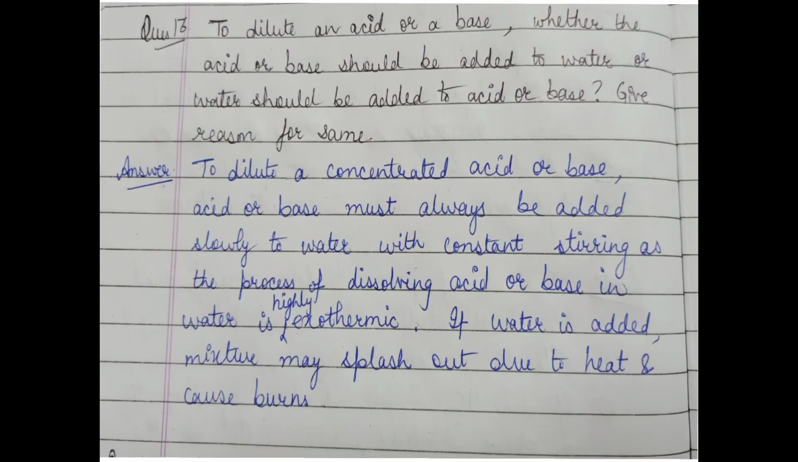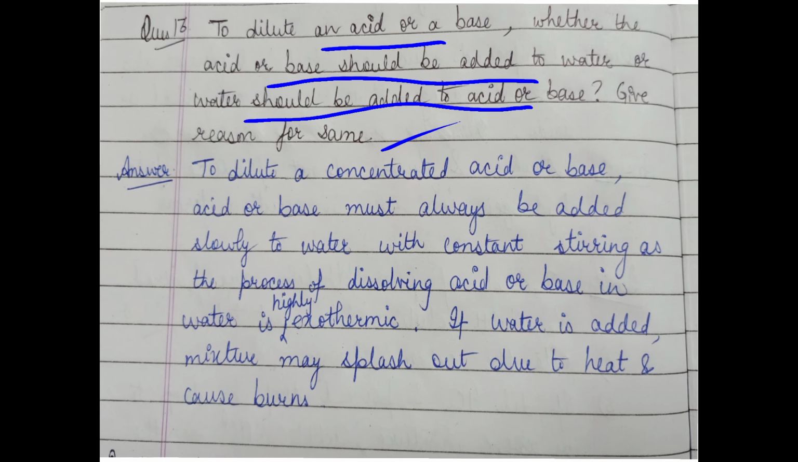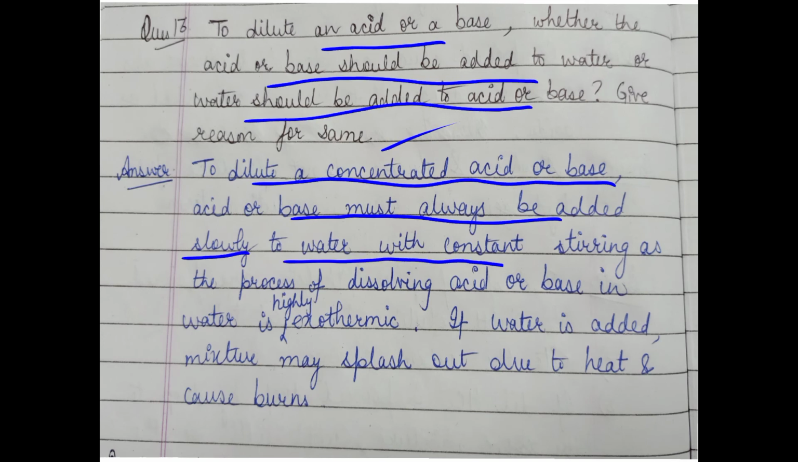Question number 13. To dilute an acid or base, should the acid or base be added to water, or water be added to acid or base? Which is the correct procedure, and you have to give the reason. To dilute, a concentrated acid or base must be added slowly, drop by drop, to the water with constant stirring, because this process is highly exothermic, and due to the heat the mixture may splash out and cause burns. So acid or base should be added to water drop by drop with constant stirring. It is the correct procedure.